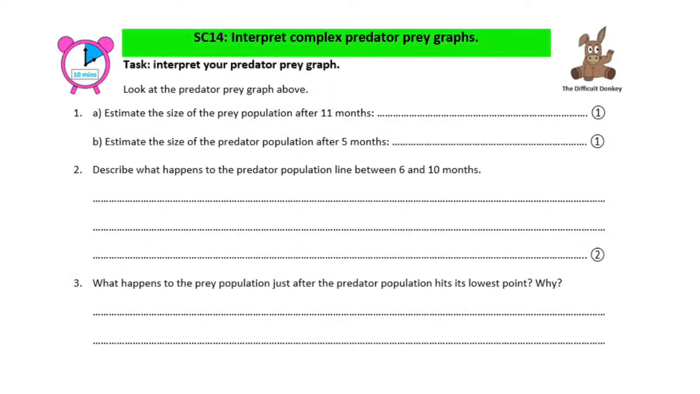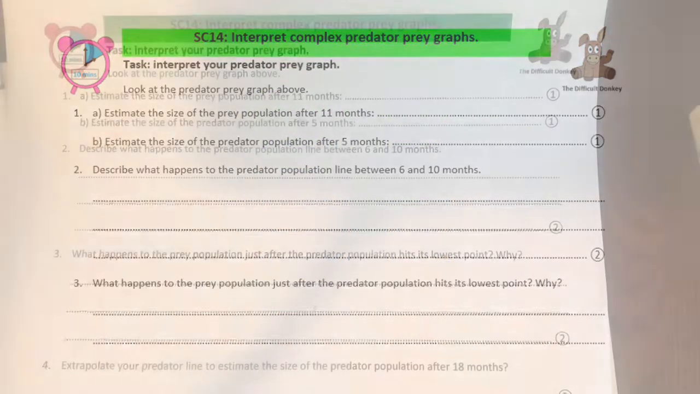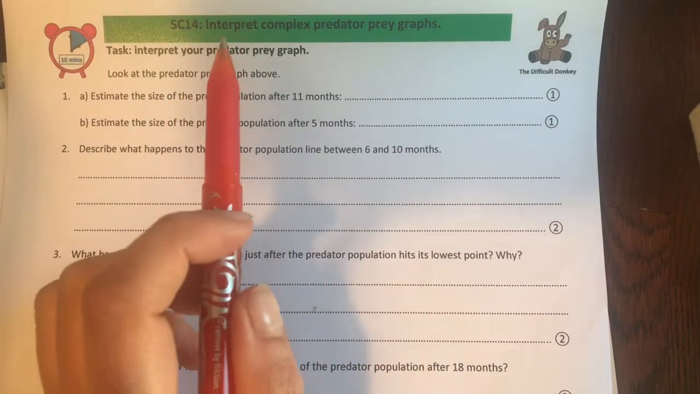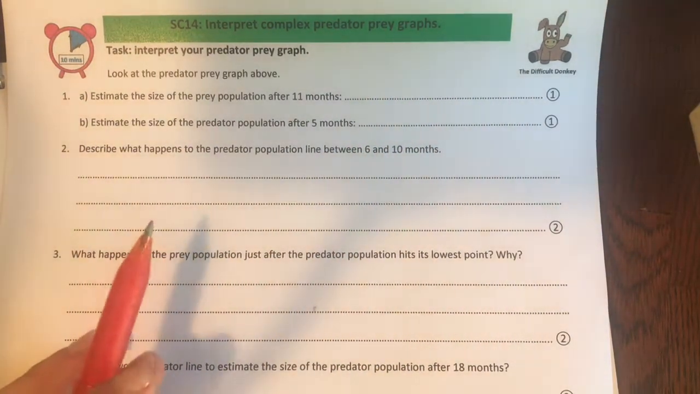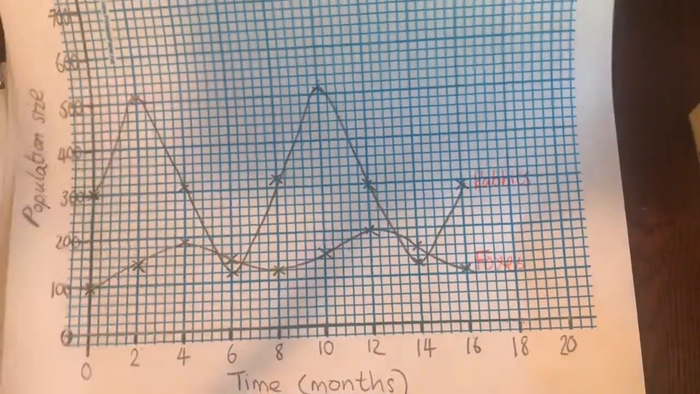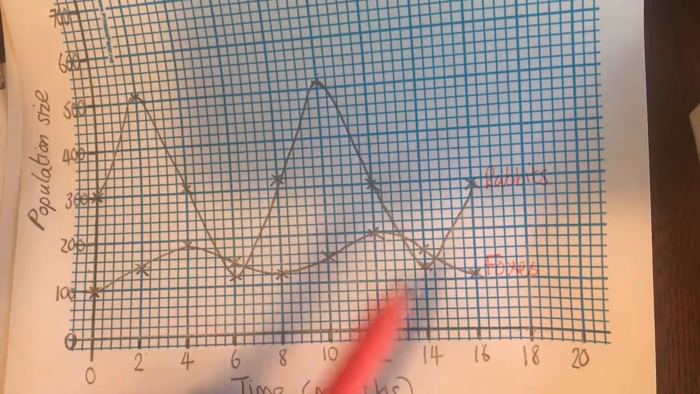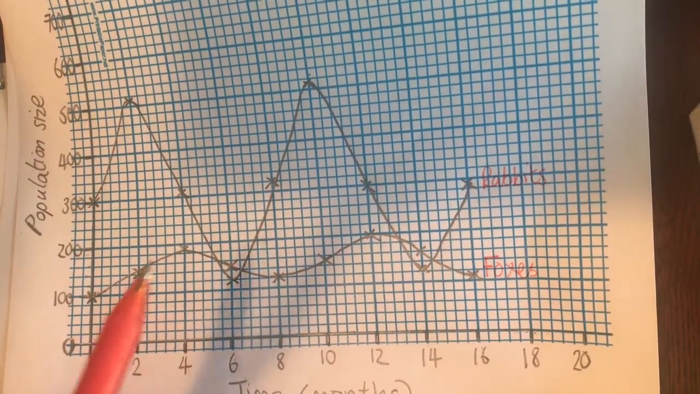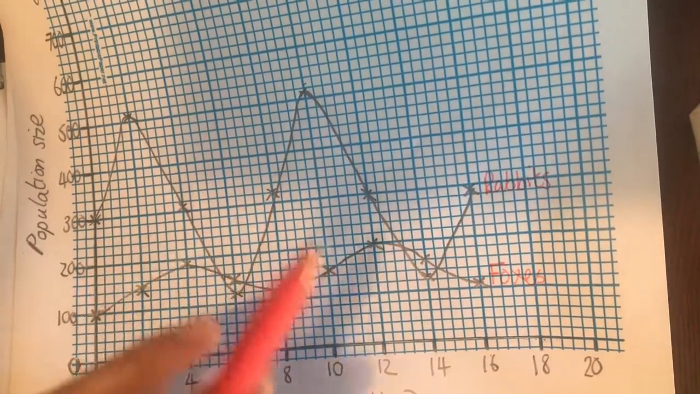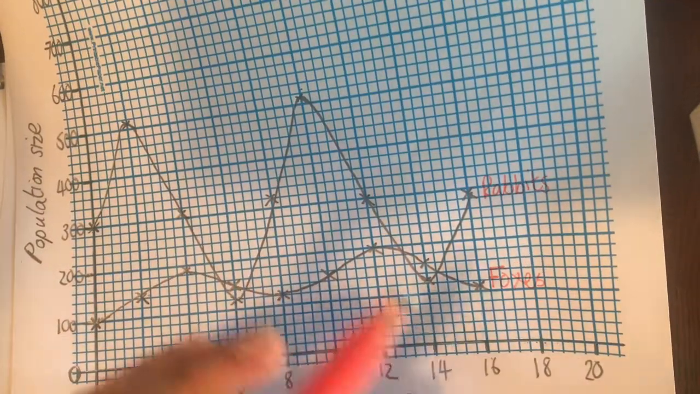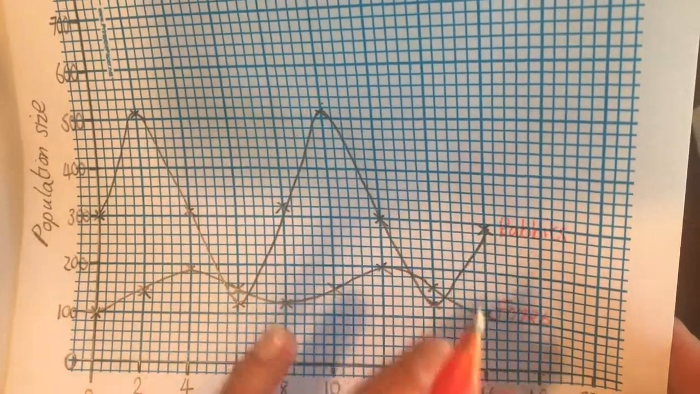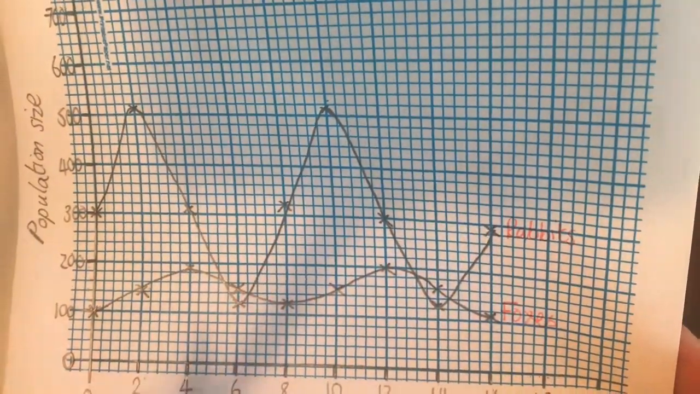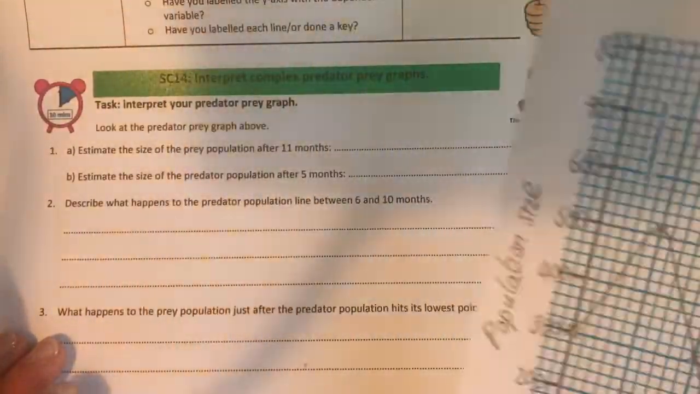Moving on to SC14. Okay, on to SC14, which is interpreting complex predator-prey graphs. So when we draw a graph as a scientist, or usually they're actually computer simulated nowadays, when ecologists or zoologists make graphs of populations, they don't make a graph and then ignore it. The point of making a graph is because it tells you information. And so you have to sit and analyze it and interpret it to work out, well, what's this telling me about the rabbits? What's this telling me about the foxes? What's this telling me about their relationship?